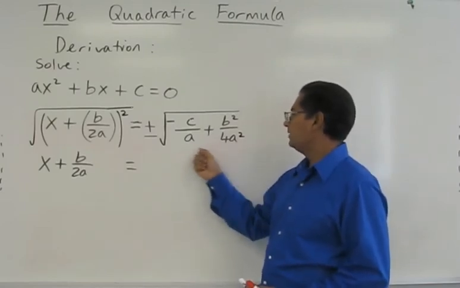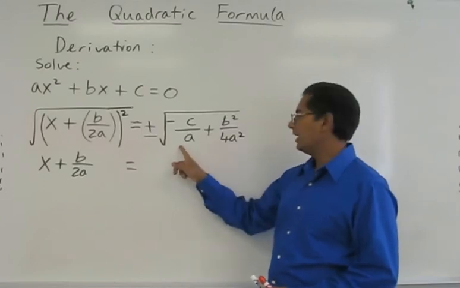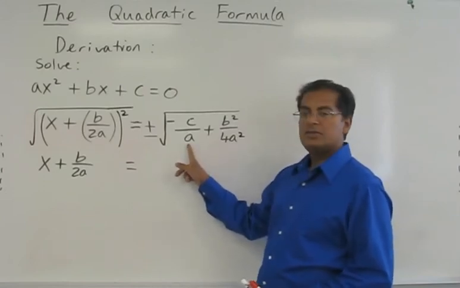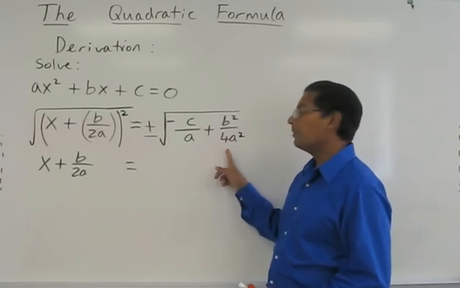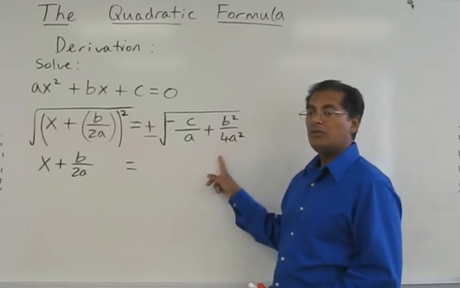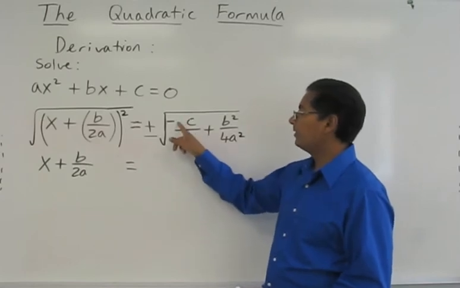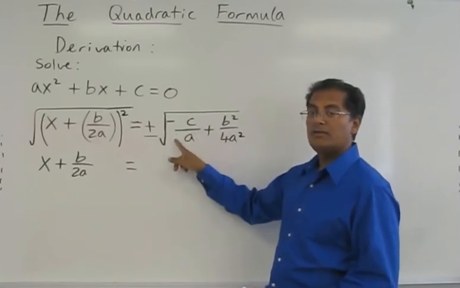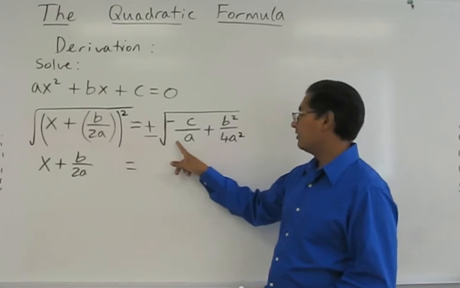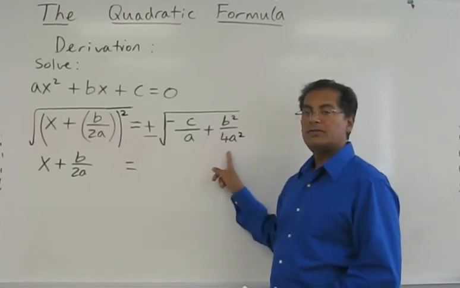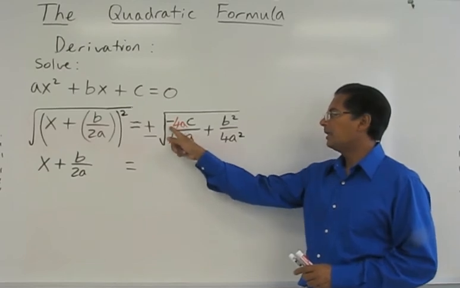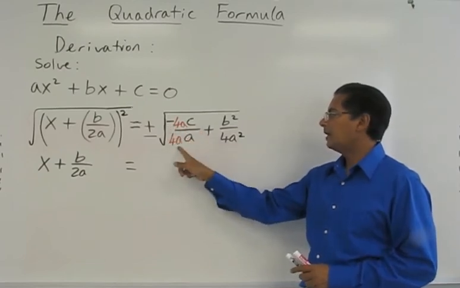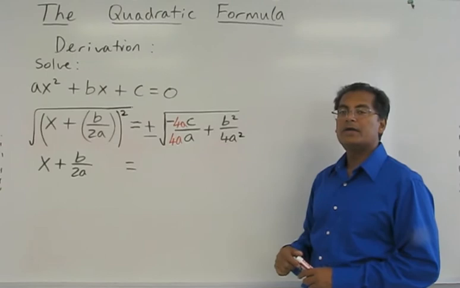I want to combine these fractions here. So notice I have an a here as the denominator and a 4a squared here as the denominator. So the common denominator is 4a squared. So I need to multiply both top and bottom of this term here by 4a. And that will give me 4a squared in both denominators. So let's do that. We have 4a on the top, 4a on the bottom. So here we'll have negative 4ac, and on the bottom we'll have 4a squared.